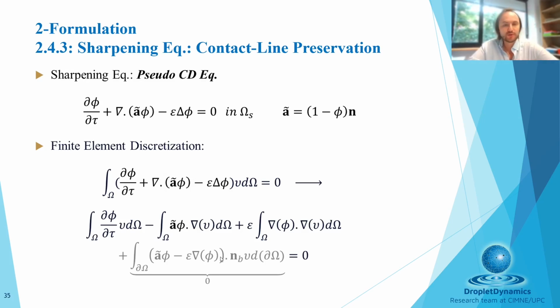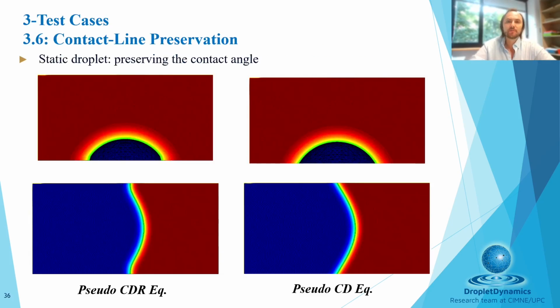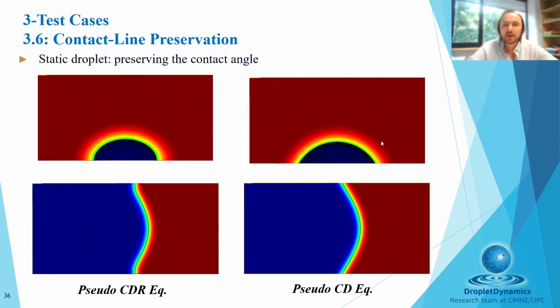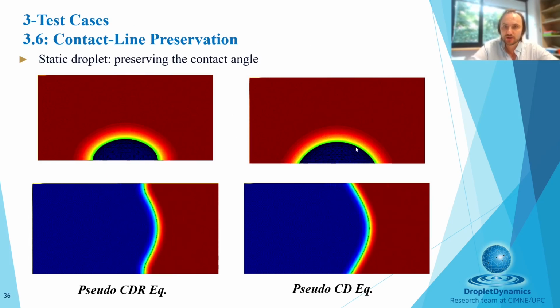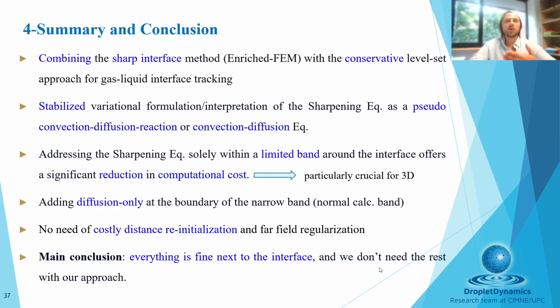As was shown in the original work I mentioned, setting the sum of these two terms to 0, meaning that the convective and diffusive fluxes at the boundary compensate each other, allows us to perfectly preserve the contact angle. So if you see the solution on the right, where we once again want to maintain our 60 degrees contact angle in two examples, we can see that it's perfectly maintained. So this is, I'm sorry, I'm slightly beyond time.